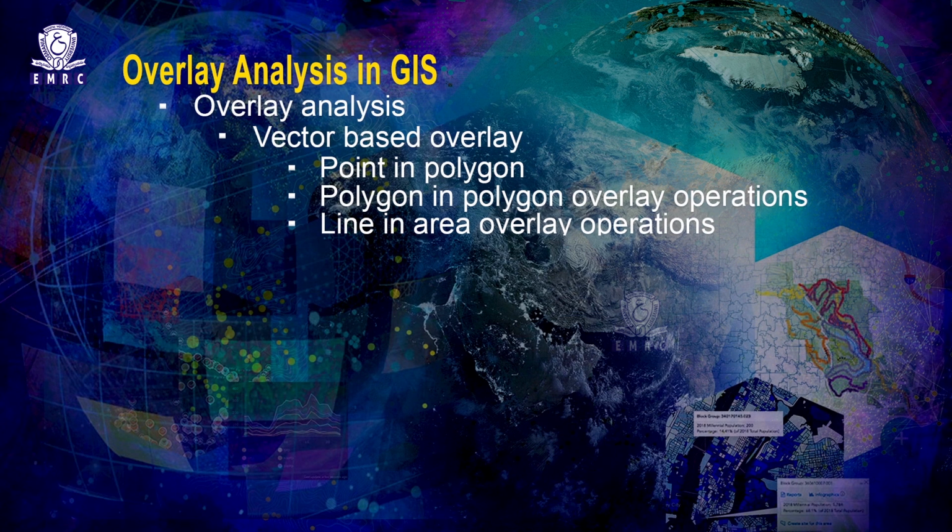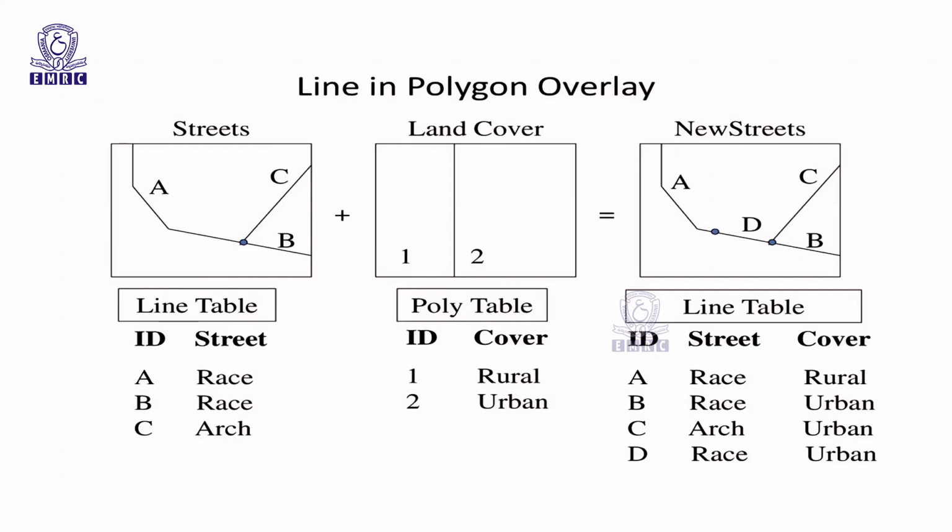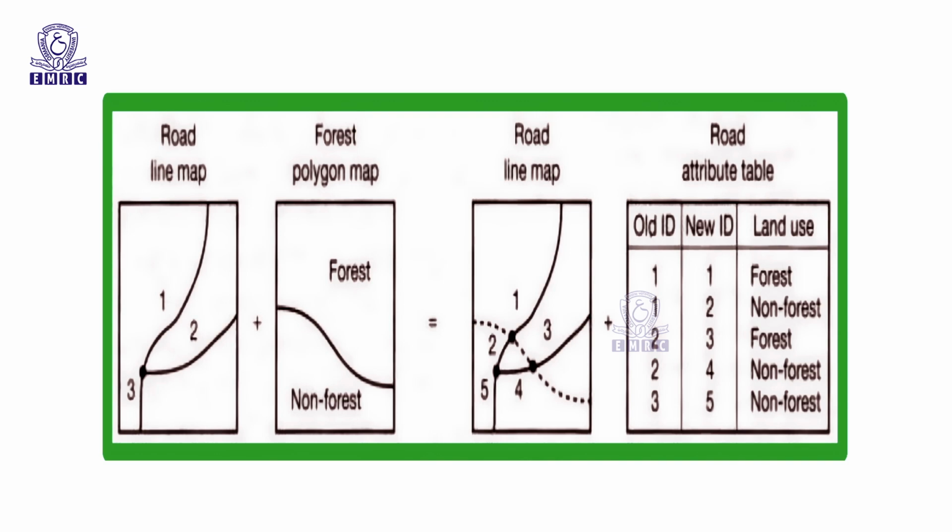Line and area overlay operations. Line and area overlay operations need to check the linear object or attribute which will combine or merge with the area layer. It should also be topologically correct. Suppose one has to know which road is going through forest or non-forest. Simply, one needs to overlay the line layer on the polygon, and the extracted layer will result.